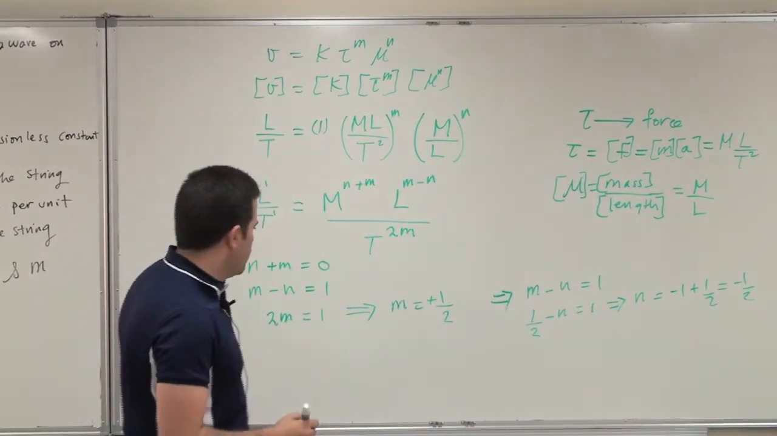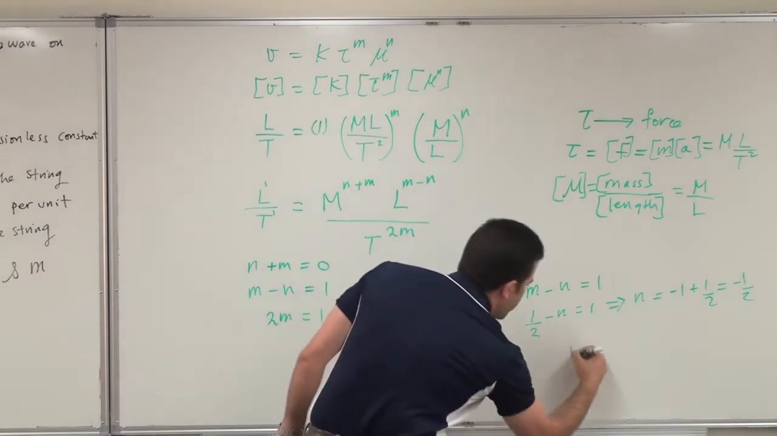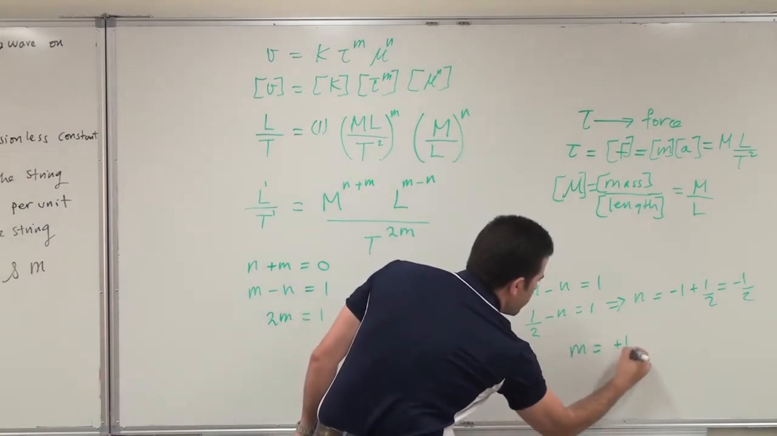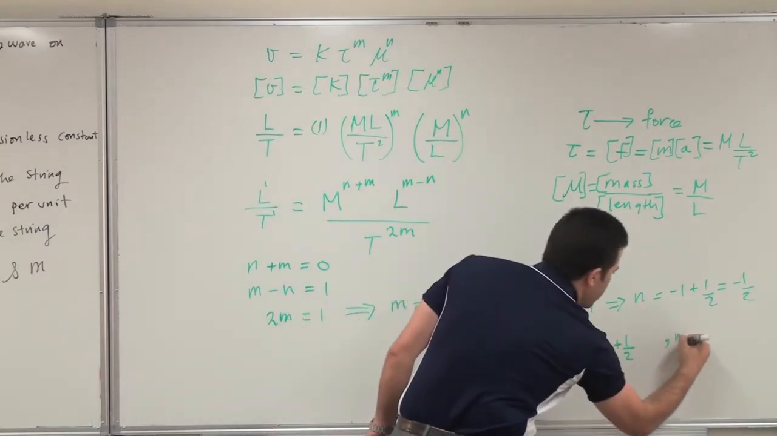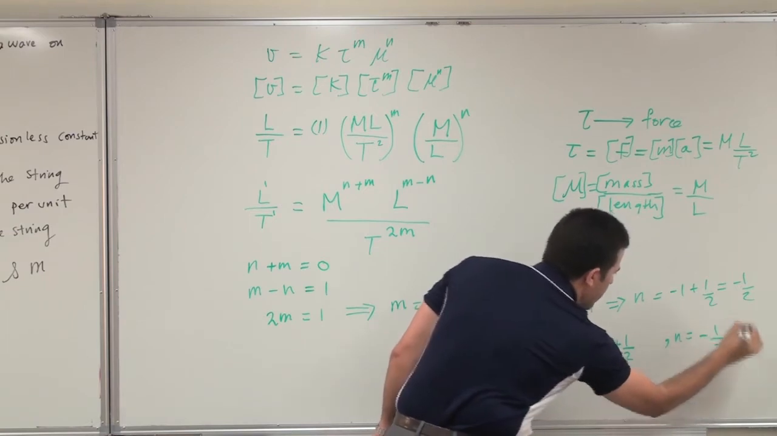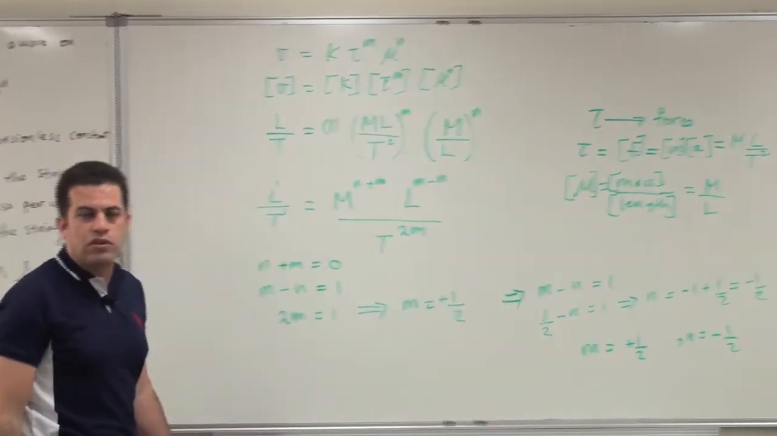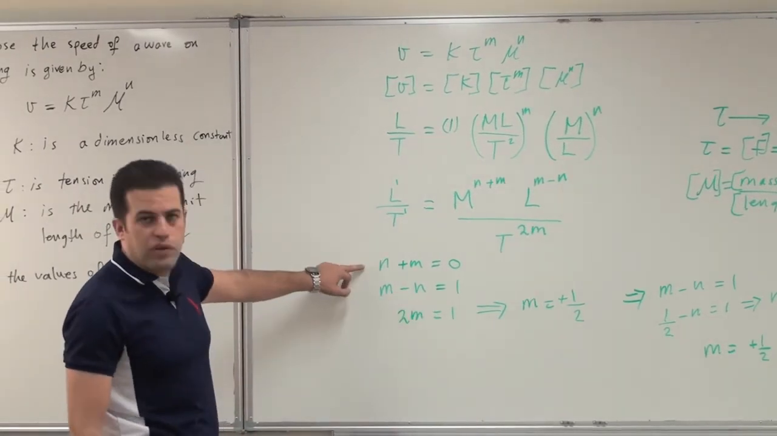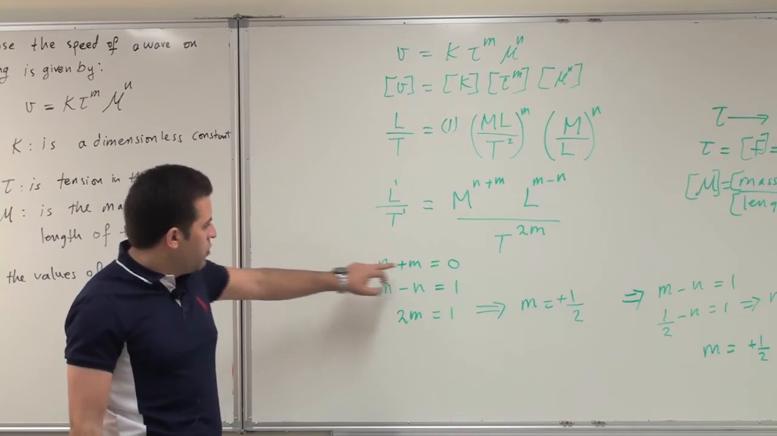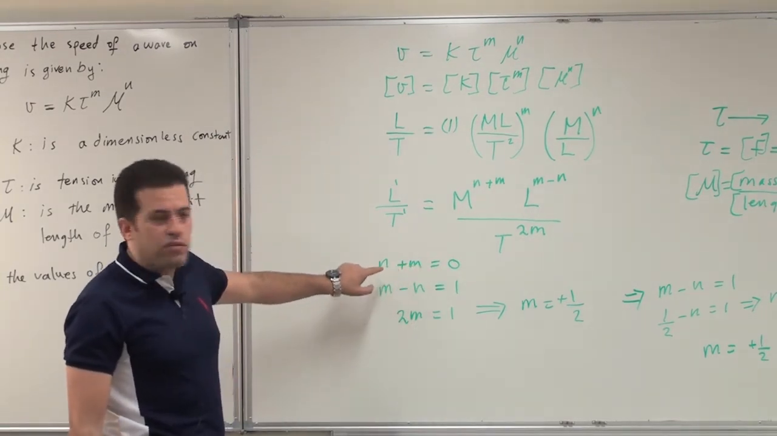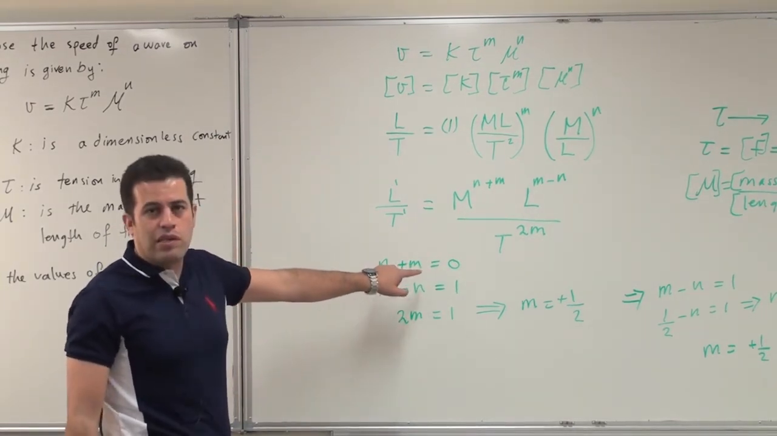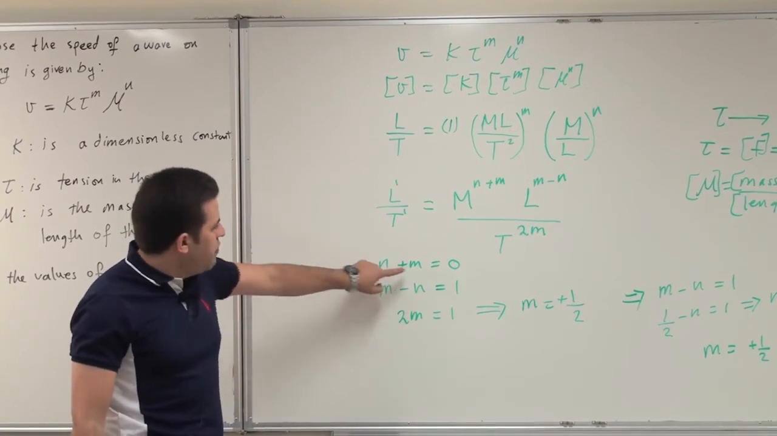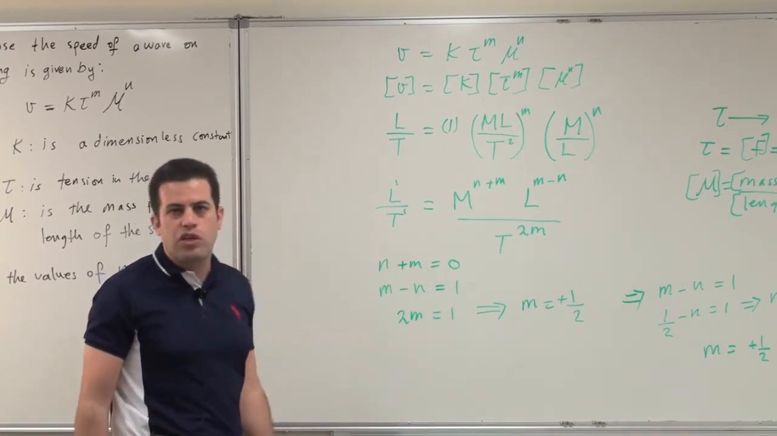So now, to summarize, I found that m equals plus half, and I found that n equals minus half. And before we finish the question, we can recheck our results by applying those values to the first equation, for example. If the values that I obtained are true, then n plus m should equal 0. So n is minus half, m is a plus half, which equals 0.